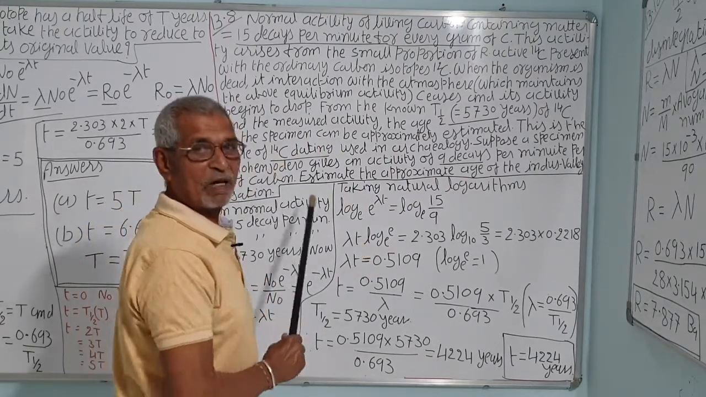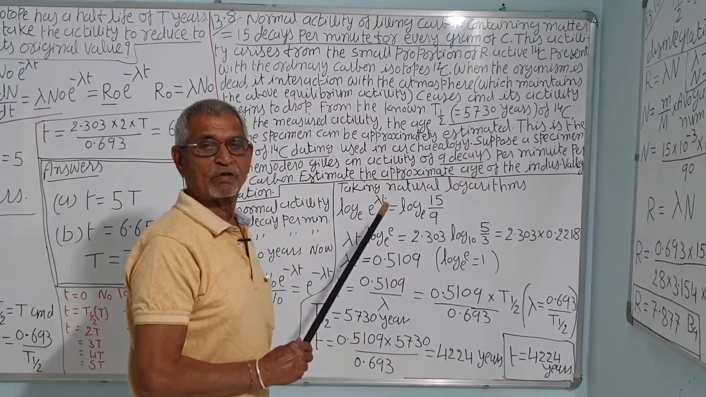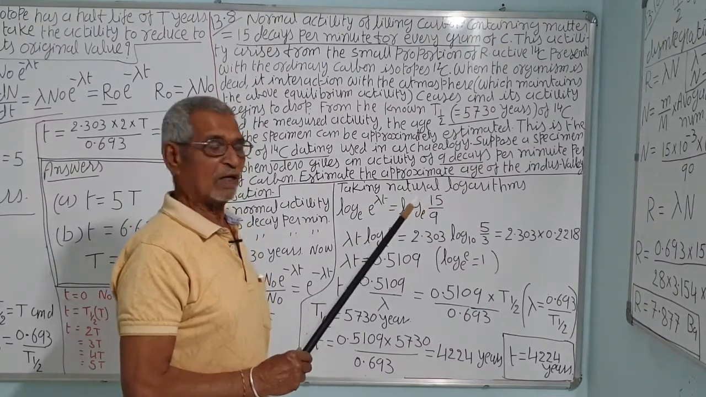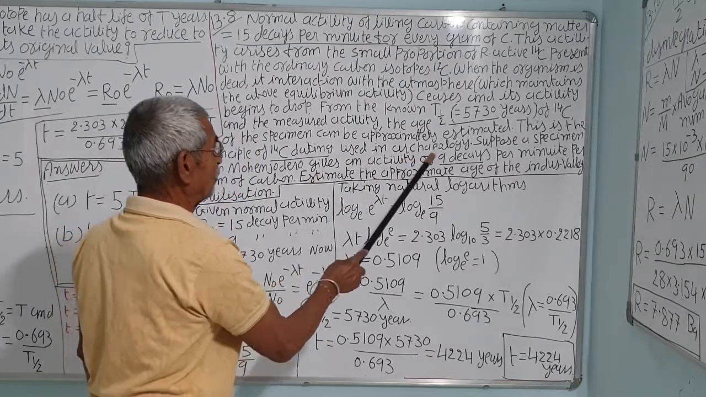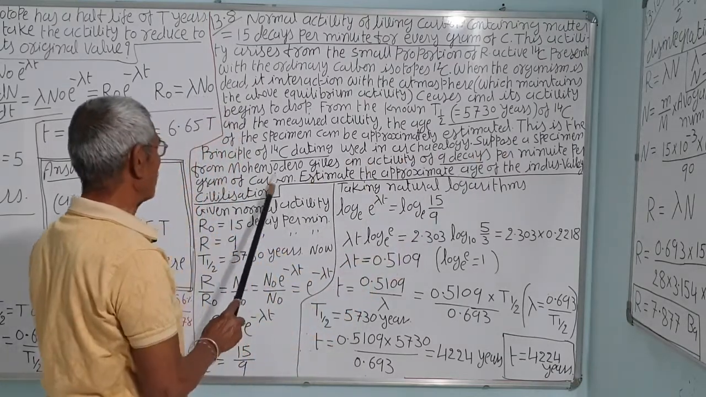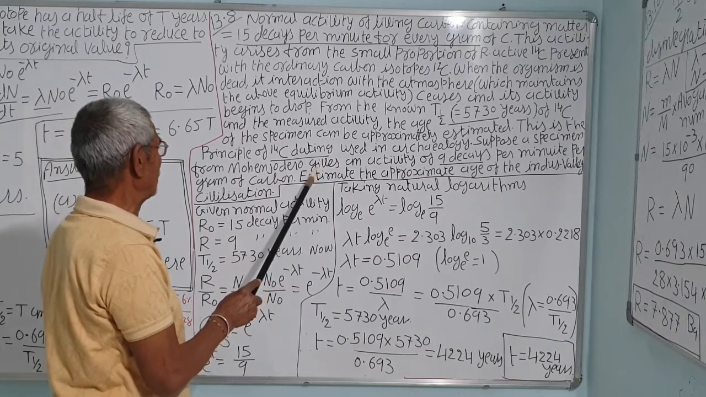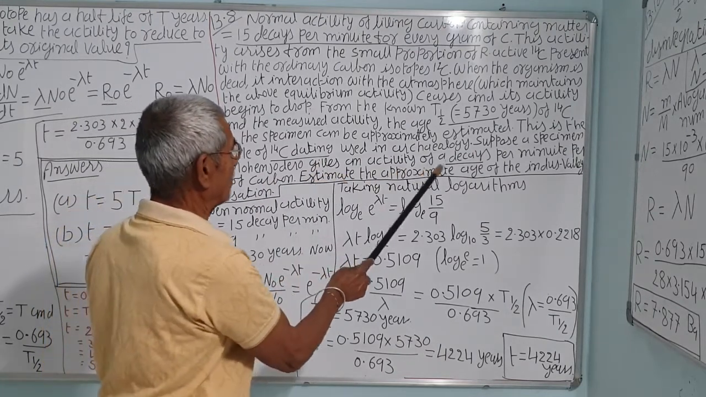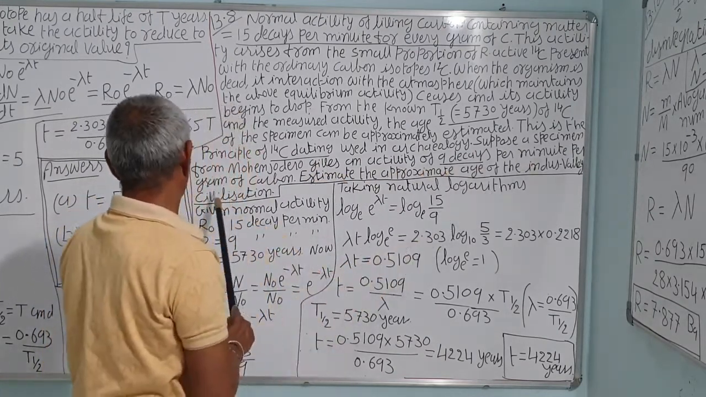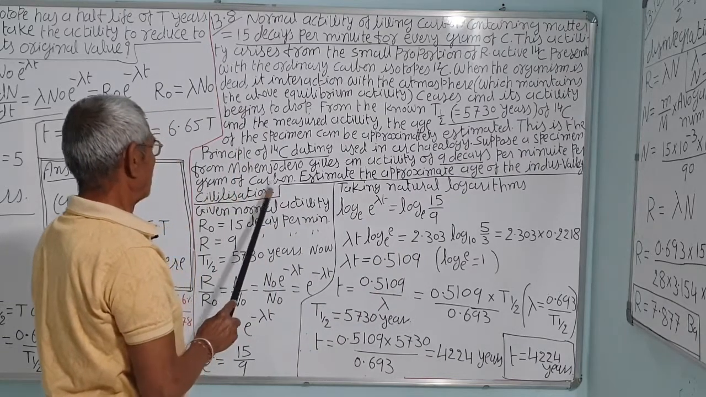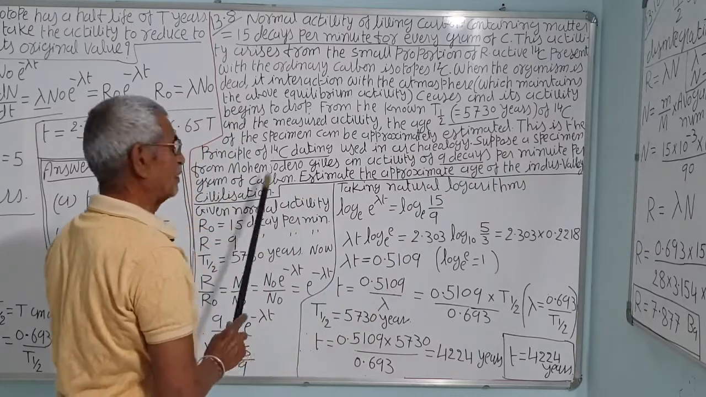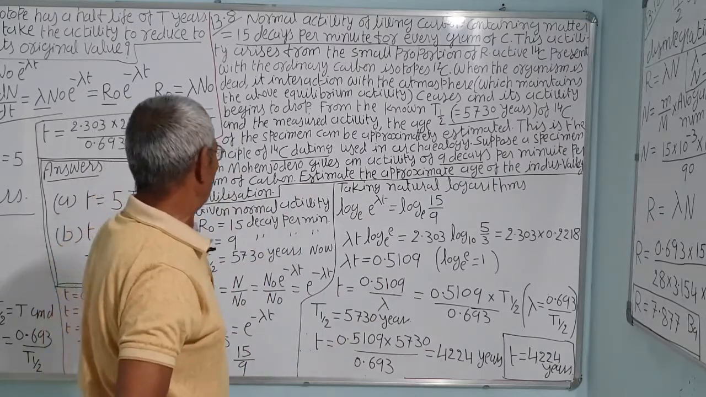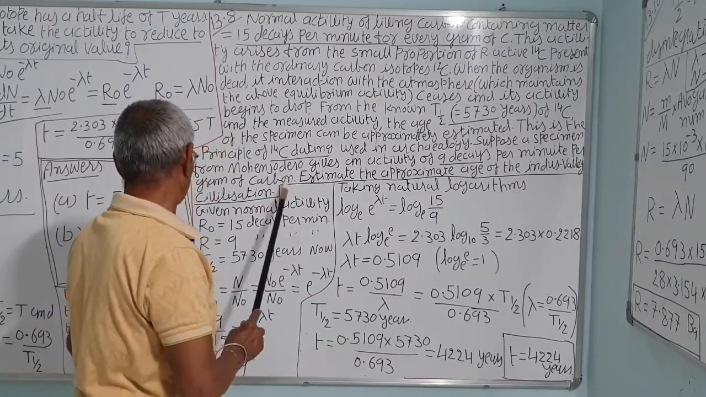Archaeologists use this method to find out when exactly a specimen died. Suppose a specimen from Mohenjo-daro, an old civilization, gives an activity of 9 decays per minute per gram of carbon. Estimate the approximate age of the Indus Valley civilization. From the fossil, we find out the age of the civilization.